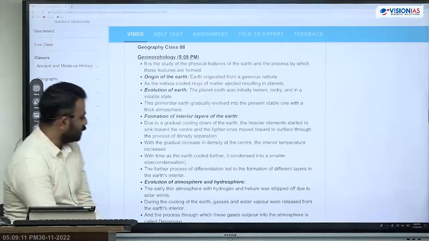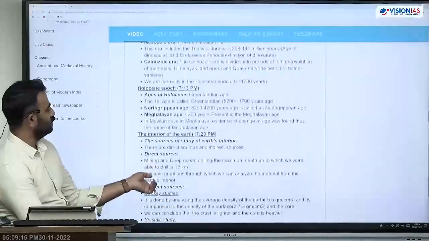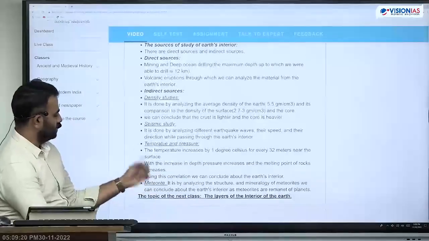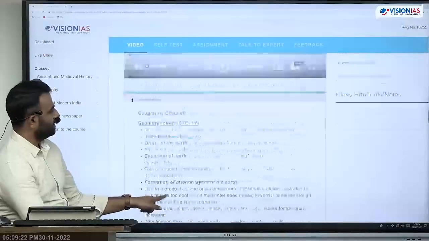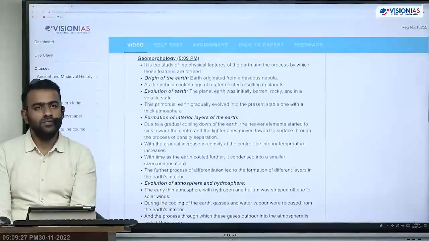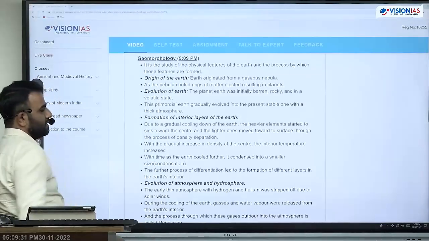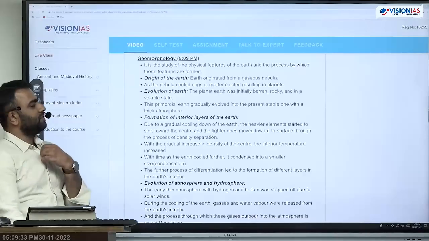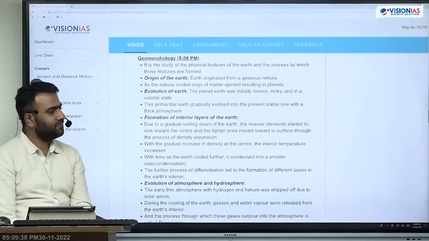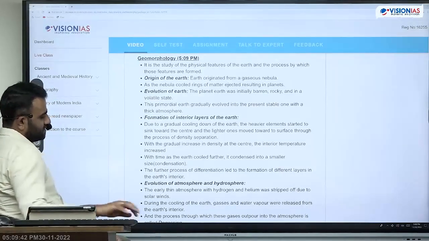So last class we discussed the origin and evolution of Earth, the geological time scale, and the interior of the Earth. Regarding origin, we know that Earth originated along with the other planets of the solar system. The most widely accepted theory is the nebular hypothesis. Regarding evolution, it happened in multiple different stages.